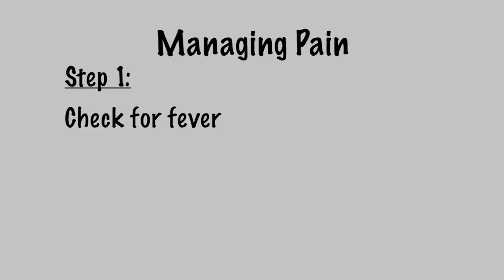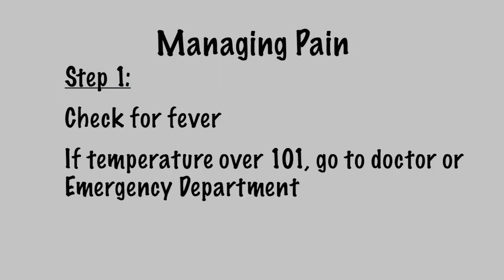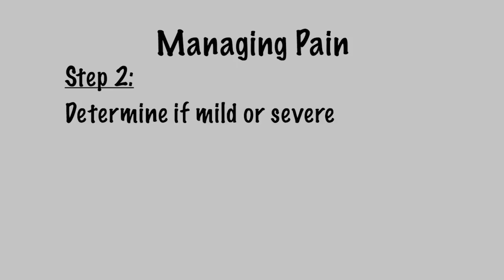Step 1. Check your child's temperature to make sure there is no fever. If your child has fever of 101 degrees or higher, you should go right away to your healthcare provider or to the closest emergency room. Step 2. Determine if your child is having mild pain or severe pain.